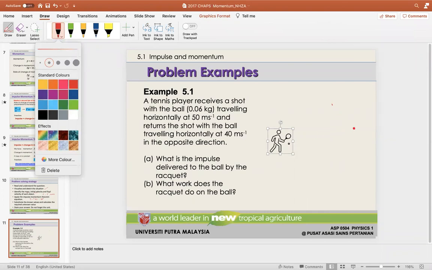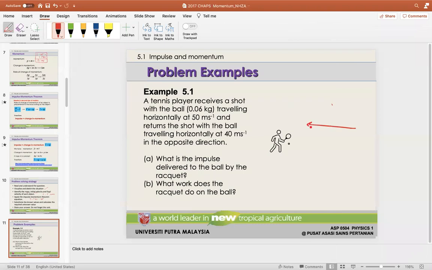So, he receives a shot. At first, the ball travels horizontally towards him, at 50 meters per second. Okay, so this is our situation. This is our U, right? And then he returns the shot, meaning he hits the ball. The ball goes the other way at 40 meters per second, in the opposite direction, right? So this is your ball.